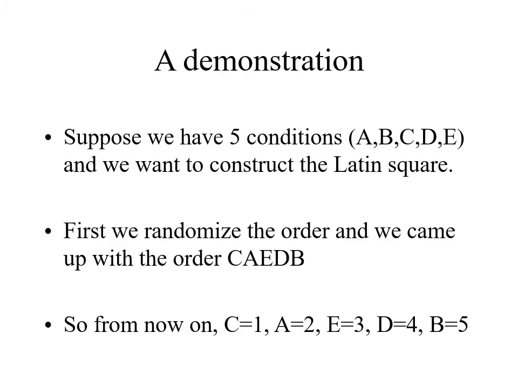Okay, so let me demonstrate it for you. Let's say you have 5 conditions, A, B, C, D, E, and you want to construct a Latin square. The first thing we will do is randomize the order, and we come up with this order: C, A, E, D, B. Okay, so from now on, C equals 1, A equals 2, E equals 3, D equals 4, and B equals 5.